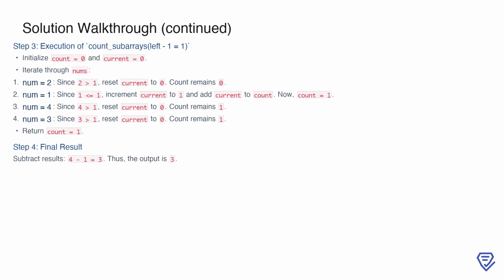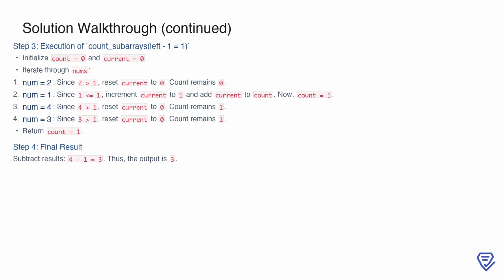The process is the same, but now we are only considering subarrays where all elements are less than or equal to 1. Starting with count equals 0 and current equals 0, when we encounter 2, it exceeds 1, so current is reset. 1 is less than or equal to 1, so current is incremented to 1 and added to count. The numbers 4 and 3 also exceed 1, so current remains 0. The result of this calculation is count equals 1.